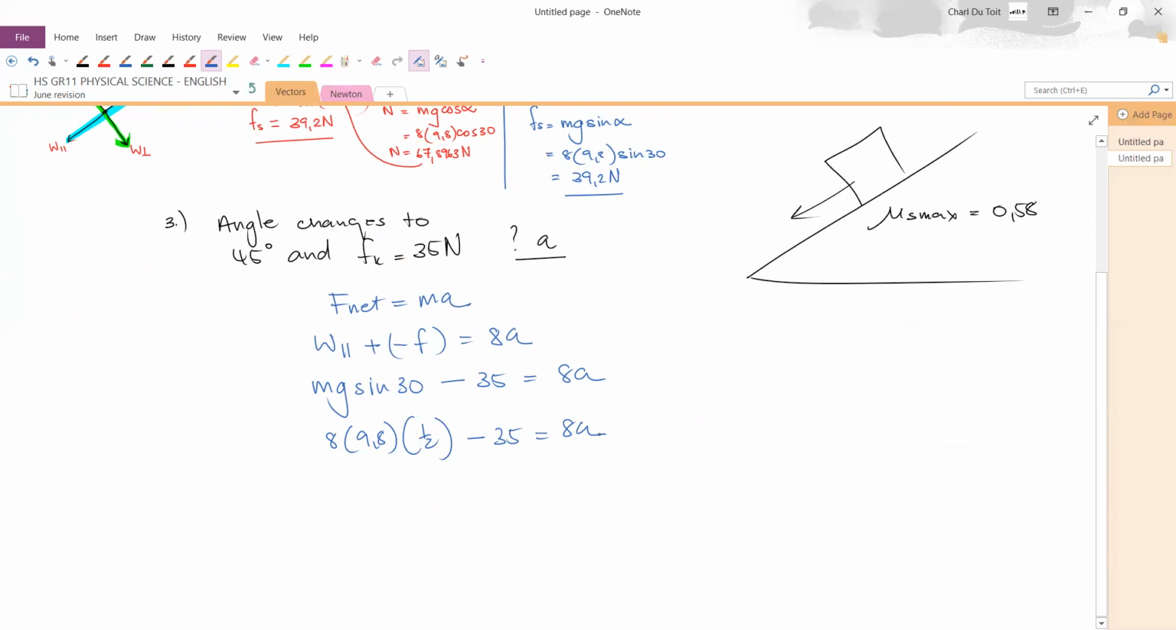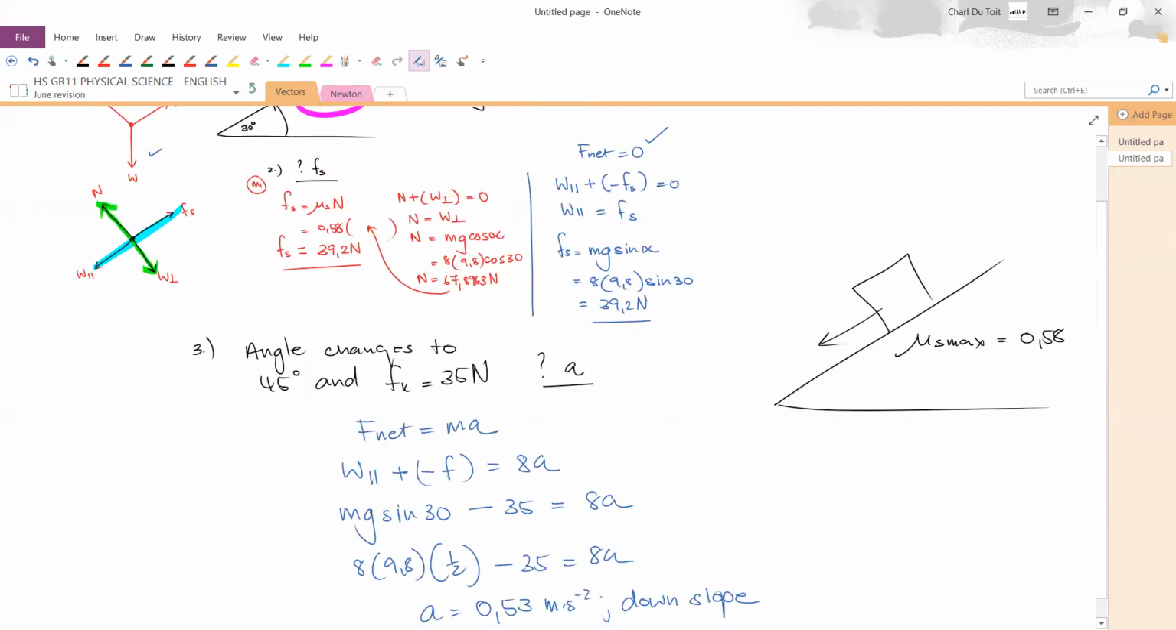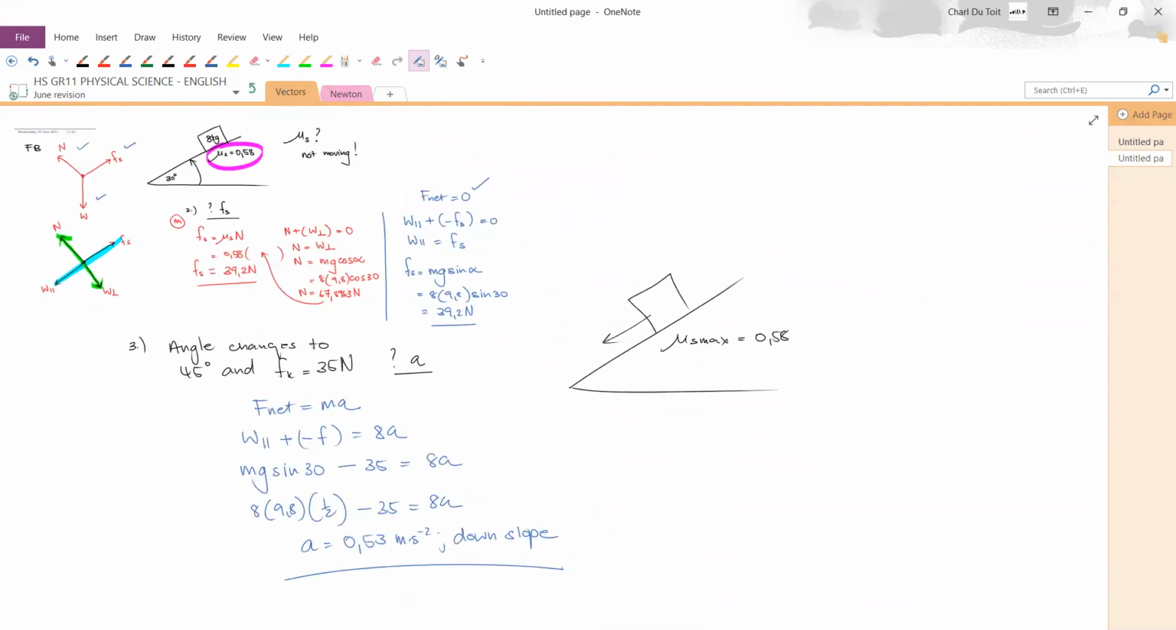Where's my calculator? I get 0,53. 0,53 meters per second squared downslope. See if you get that. 0.53, yes. Good. So 4,2 equals 8A, A equals 0,53 meters per second squared downslope.